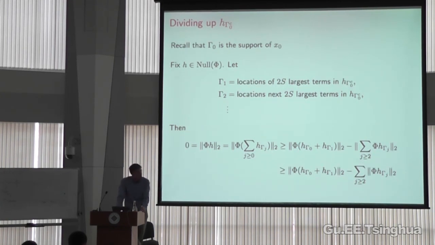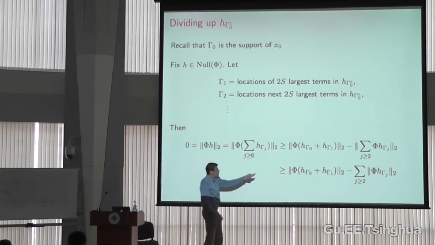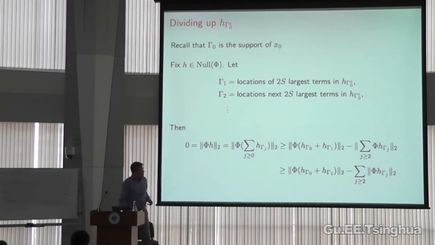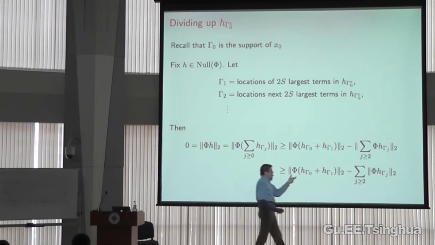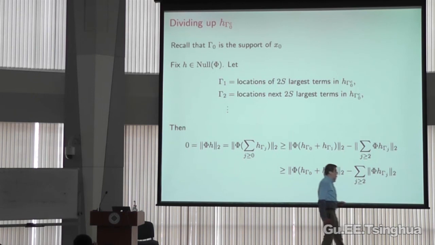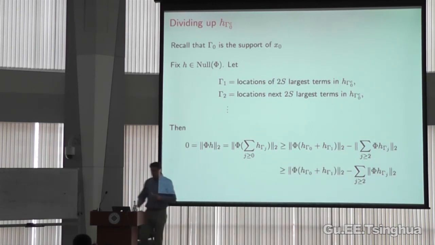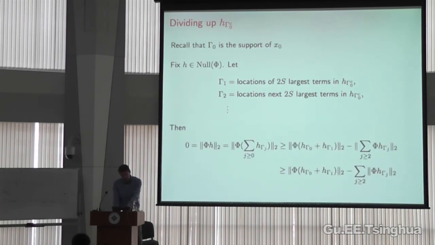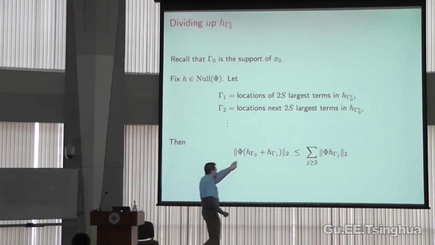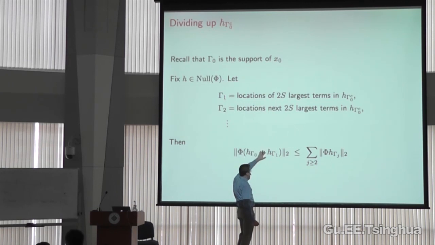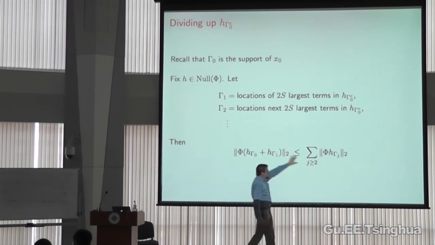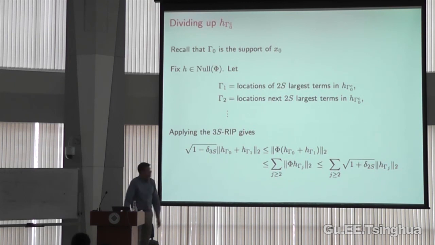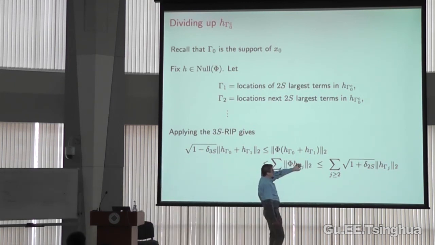Okay, this is just the triangle inequality. I told you we use the triangle inequality a bunch of times. Just pull the norm inside the sum. This is greater than or equal to because there's a negative sign there. And now we know what to do. We have phi applied to a 3s sparse vector, and phi applied to 2s sparse vectors. So we just apply the RIP. Since this is equal to 0, the 2 norm of h on gamma 0 union gamma 1 has to be less than the sum of the norms of phi applied to the rest. This is where we apply the RIP to the left. Each of these is a 2s sparse vector.